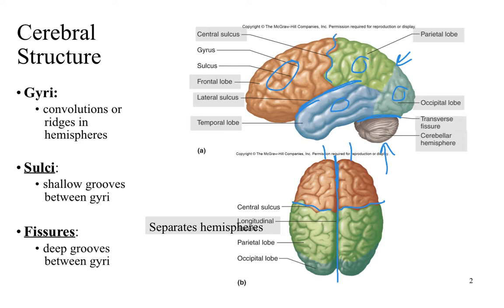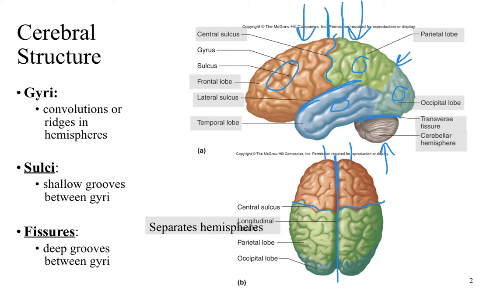And the central sulcus separates the frontal lobe from the parietal lobes, and really important because this is going to be your primary motor cortex and this is going to be your primary sensory cortex, and on either side of that are where those centers are. So in my opinion, that's the most important sulcus to know.